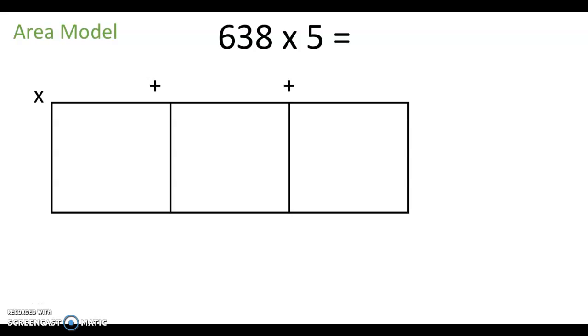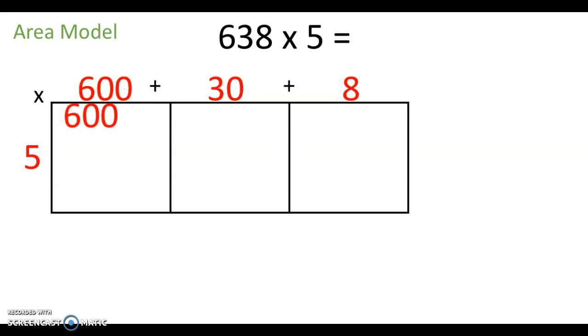638 times 5 using area model. First, we drew our box that had 3 boxes in it for our 3-digit number. Then we're going to break it apart into expanded form: 600 plus 30 plus 8 with our 5 on the side.